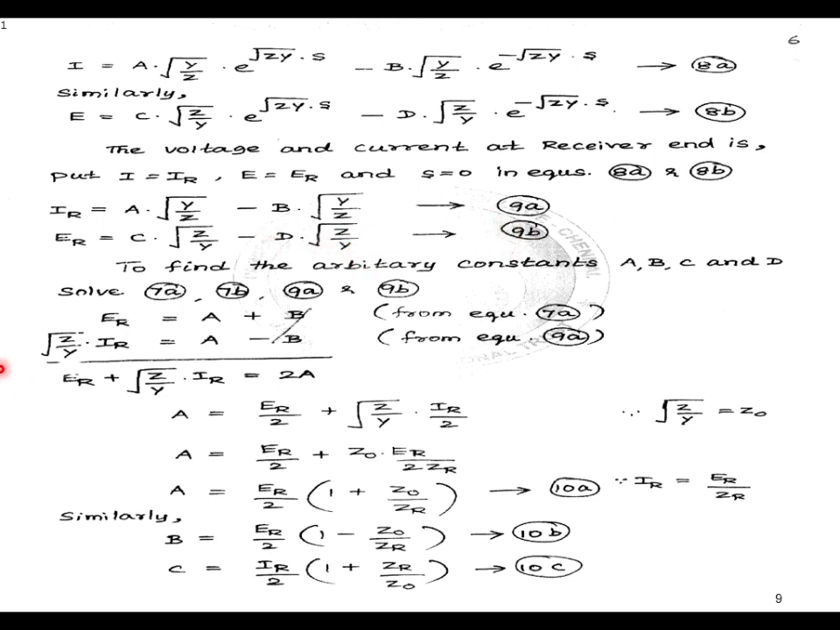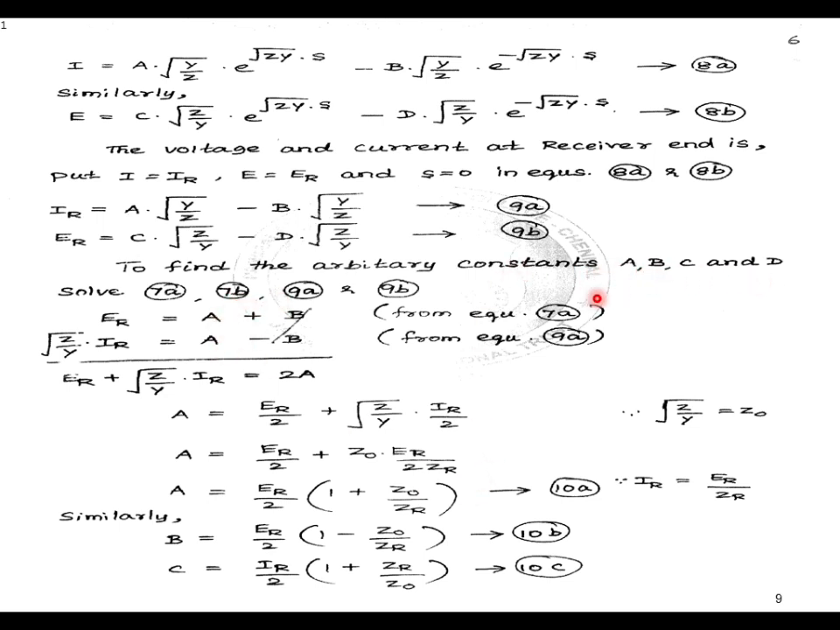To find the arbitrary constants A, B, C, D, from the solution of the differential equation, we introduced the arbitrary constants A, B, C, D. Those A, B, C, D values we have to find. How do we find these arbitrary constant values? By solving equations 7a, 7b and 9a, 9b. If we solve these four equations, we can get the arbitrary constant values A, B, C and D.